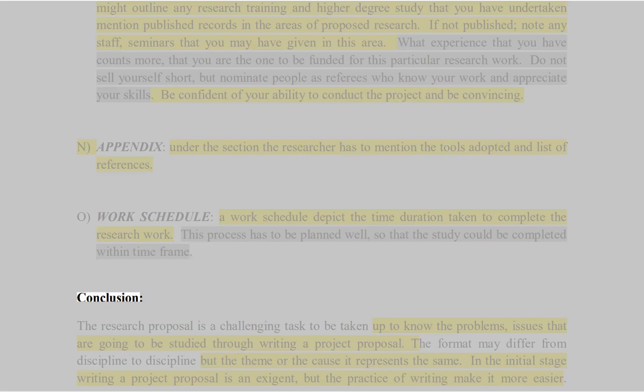Conclusion. The research proposal is a challenging task to be taken up to know the problems and issues that are going to be studied through writing a project proposal. The format may differ from discipline to discipline, but the theme or the cause it represents is the same. In the initial stage, writing a project proposal is exigent, but the practice of writing makes it easier. Hence, academic teachers and professionals should focus on writing project proposals to bring out solutions to various problems.